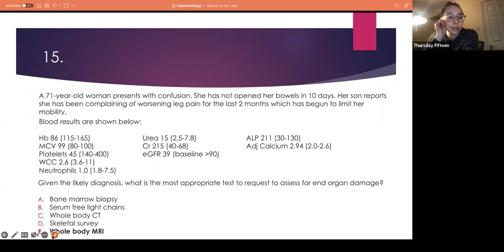Serum free light chains is also going to support your diagnosis of myeloma, but it's not going to confirm any end organ damage. And then of the 3, whole body CT, skeletal survey, or whole body MRI, NICE recommends MRI first. If we can't do an MRI, then do a CT. And if we can't do a CT, then do a skeletal survey. What we're looking for in those tests is evidence of bone lesions, like lytic bone lesions.